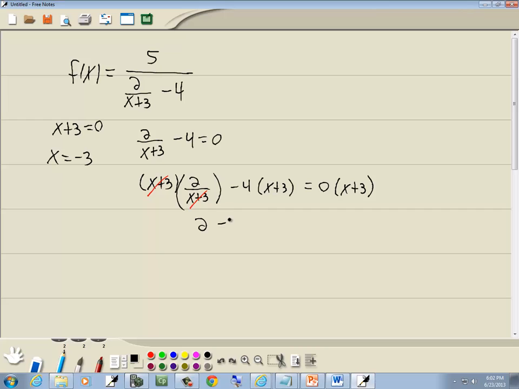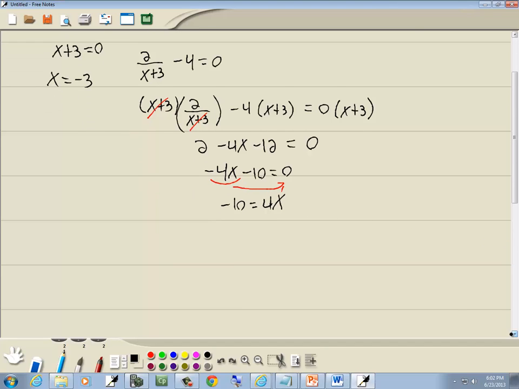Negative 4 times x is negative 4x. Negative 4 times 3 is negative 12. 0 times anything drops away. So then we've got 2 minus 12, which is negative 10. Now I'm solving for x, so I'm going to take the negative 4x to the right side. It'll make it positive. And we get negative 10 is equal to a positive 4x.